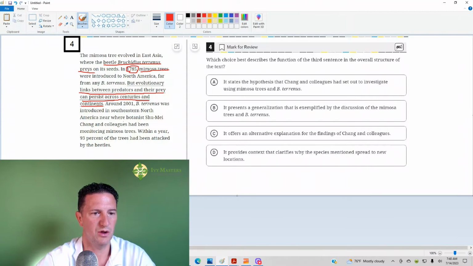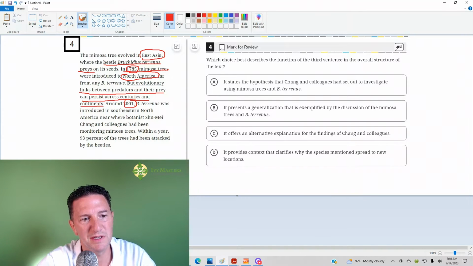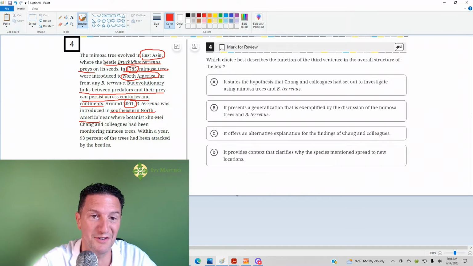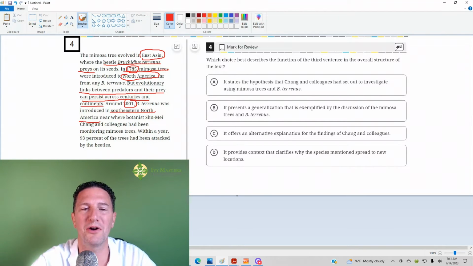1785 all the way to 2001. Across continents, it says here it's native to East Asia, and here it says that it was introduced to North America, specifically southeastern North America. And we still see that predator-prey relationship hundreds of years later on a different continent. We want to take that to our answer choices.